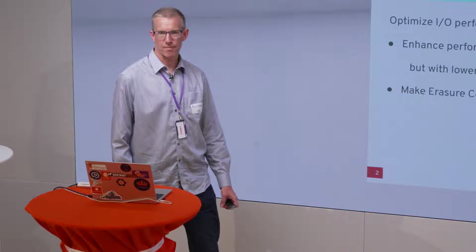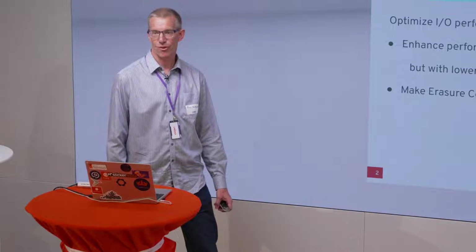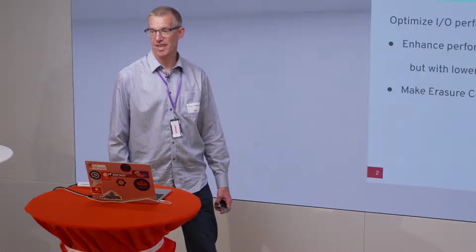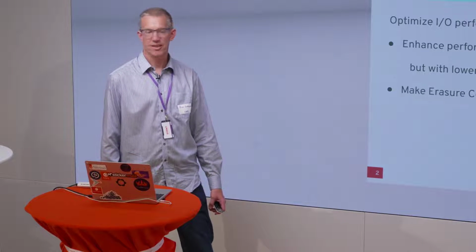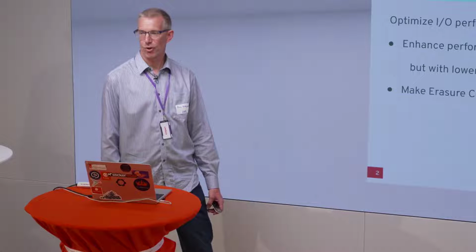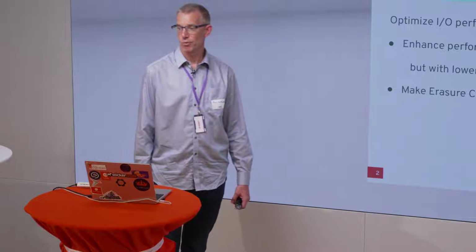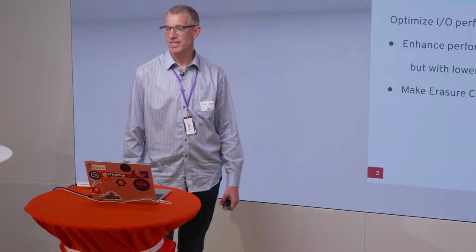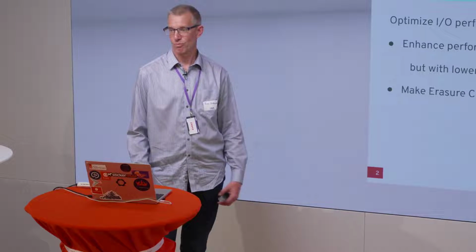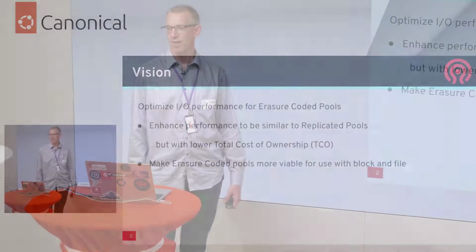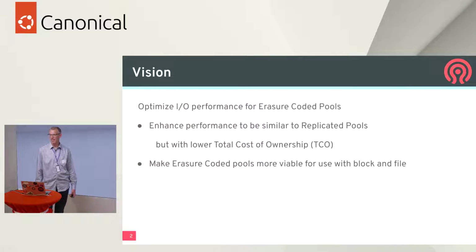And so today with Ceph, if you're storing objects, then you're probably using Erasure coded pools. If you're using block or file, then you're probably using replicated pools. And the reason for this is performance. When you're doing small random access to Erasure coded pools, you don't get the kind of performance you want, and so you end up using replicated storage pools instead.